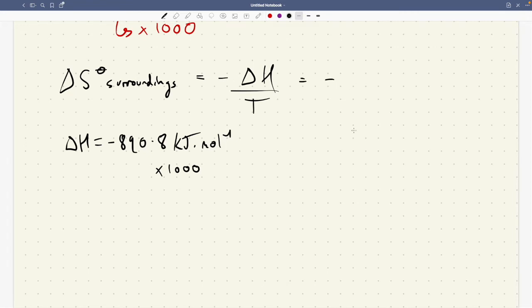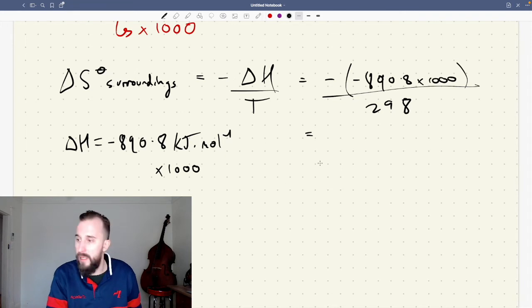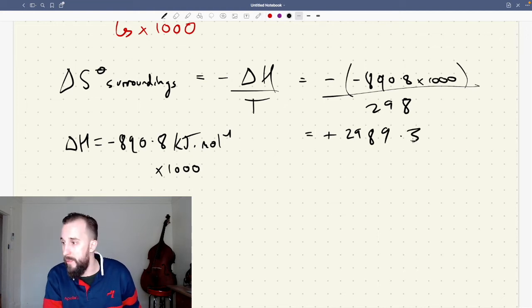Minus 890.8 times 1,000 divided by a temperature, which is 298, equals, as we plug it all into the calculator, minus 890.8 times 1,000 divided by 298 gives us an answer of positive 2989.3 joules per Kelvin per mole.